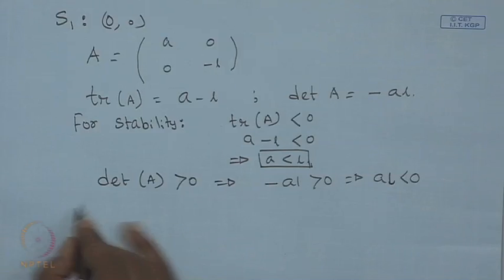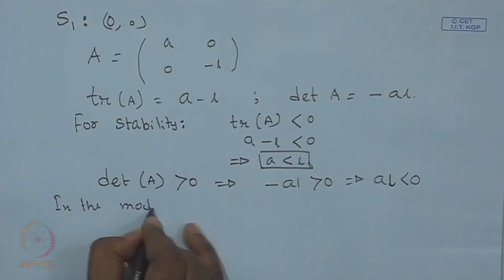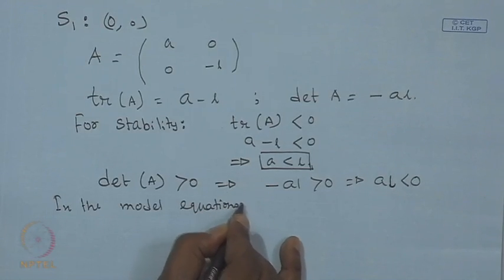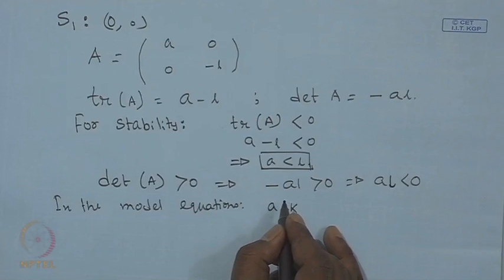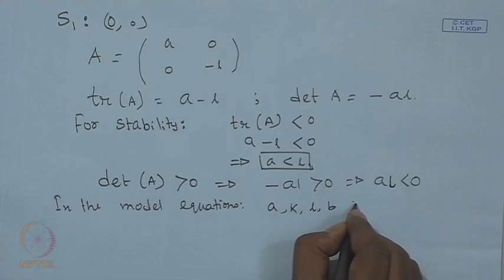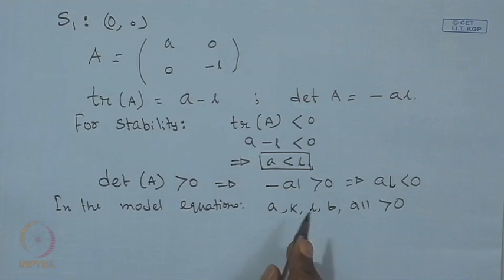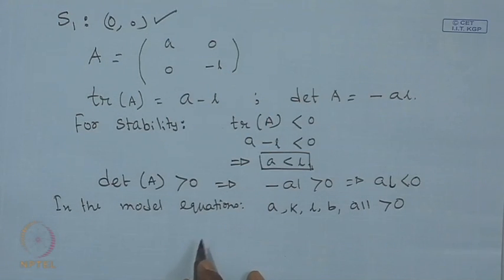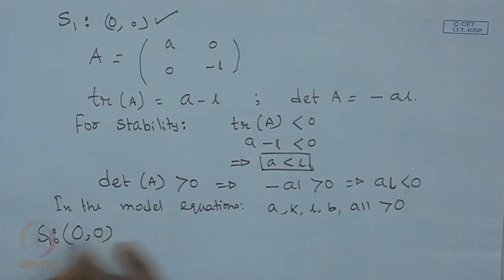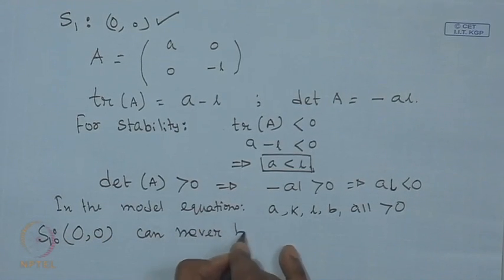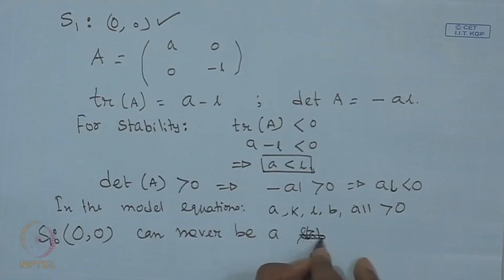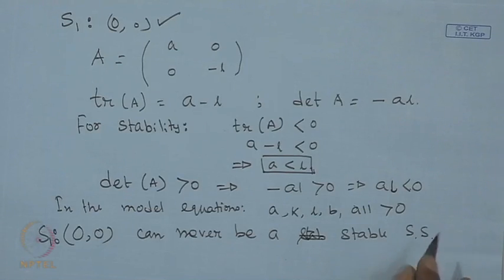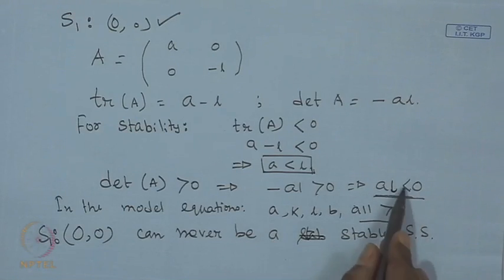Now, in the model equation, the constants that appear, a, k, l and b, all are positive constants. So, multiplication of two positive constants cannot be 0. Therefore, this steady state cannot be a stable steady state. So, (0, 0), that is S1, can never be a stable steady state, because the constants appearing in the governing equations are all positive, and multiplication of two positive numbers cannot be negative. So, therefore, this particular steady state can never be a stable steady state.